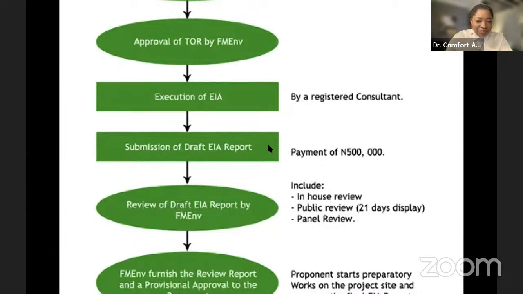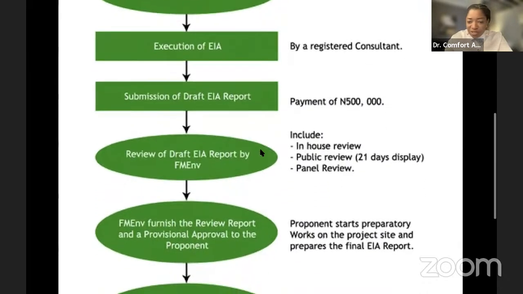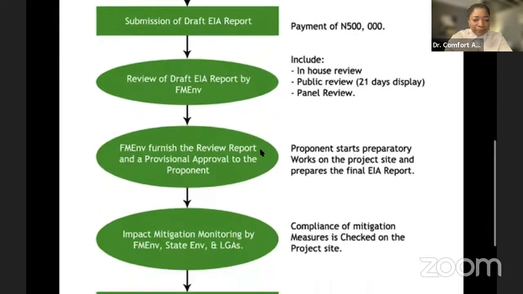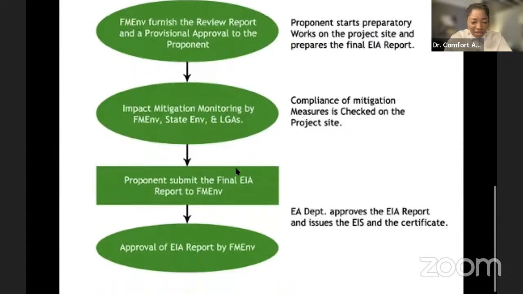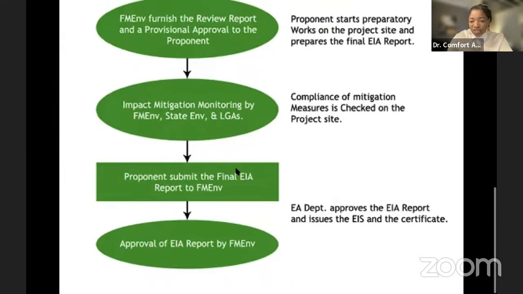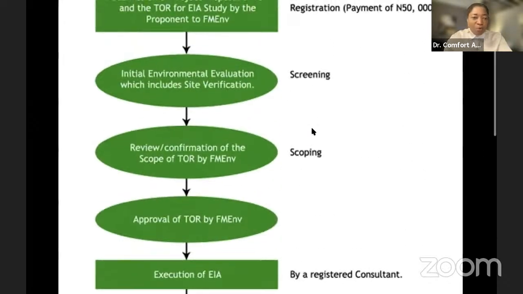Then we have, what else do we have over here? I think that is all from here. LGAs, that's local government area in Nigeria. EIS, that's environmental impact statement. EA department, that's environmental assessment department. Anything else left out? I don't see so.